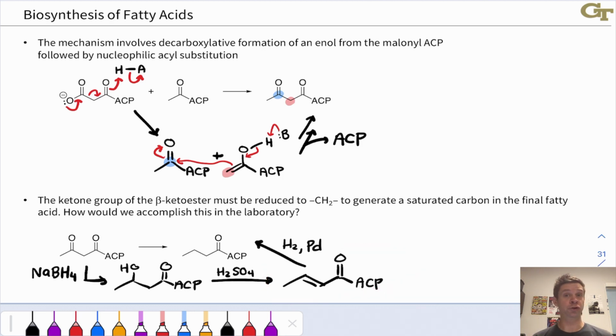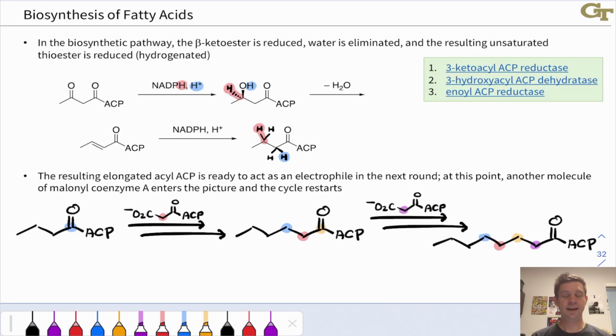And then we can imagine reducing the C=C double bond using something like H2 and palladium to get to the saturated ACP. And so we have a reduction to the beta hydroxy carbonyl ACP, dehydration, followed by a second reduction of the C=C double bond. And in fact, this is very similar to how nature does it. Nature does this by first reducing the ketone group, not with sodium borohydride, which is uncalled for in a biochemical context, but with NADPH and H+.